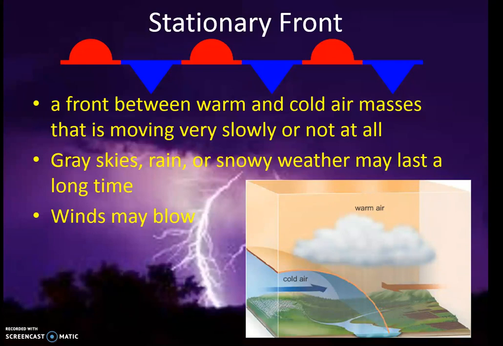Next, we have a stationary front, and as the name implies, it is stationary or not moving very quickly. So a front between warm and cold air masses that is moving very slowly or not at all. So these two air masses meet, and instead of one going above another, they just kind of sit next to each other. So gray skies, rain, or snowy weather that may last a very long time occurs at a stationary front. Winds may blow as these two fronts try to meet each other.